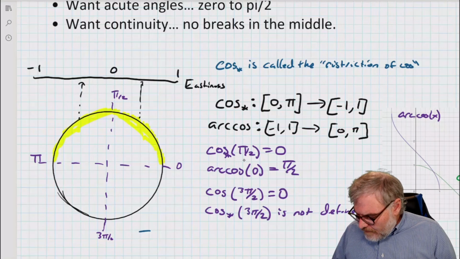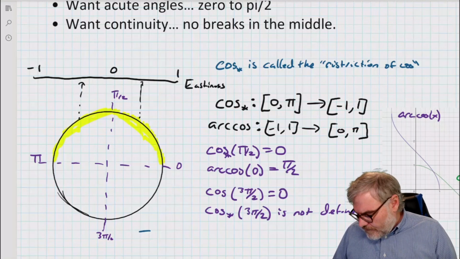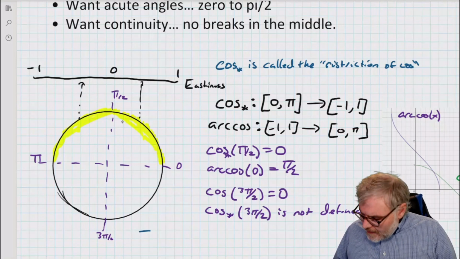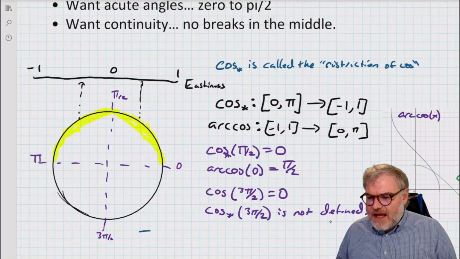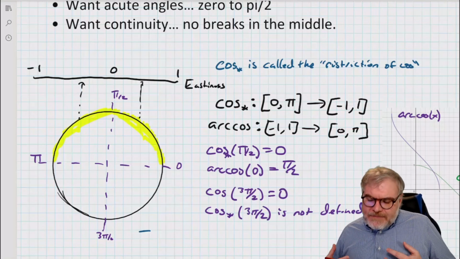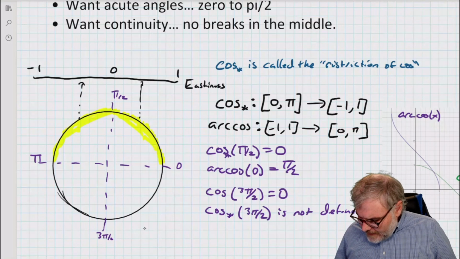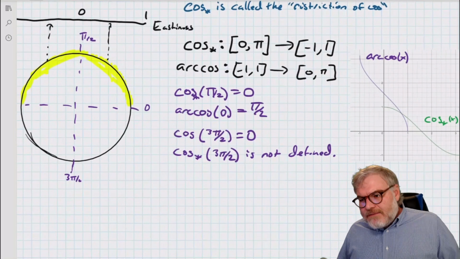Okay, so cosine star of pi over 2 equals 0, just like cosine of pi over 2 is defined as 0. So arccosine of 0 is going to be pi over 2. But note here, the cosine of 3 pi over 2 is also 0, right? But cosine star of 3 pi over 2 is not defined. It's not in the domain, and because it's not in the domain, it's undefined. Why is it undefined? Well, it's not in the domain.